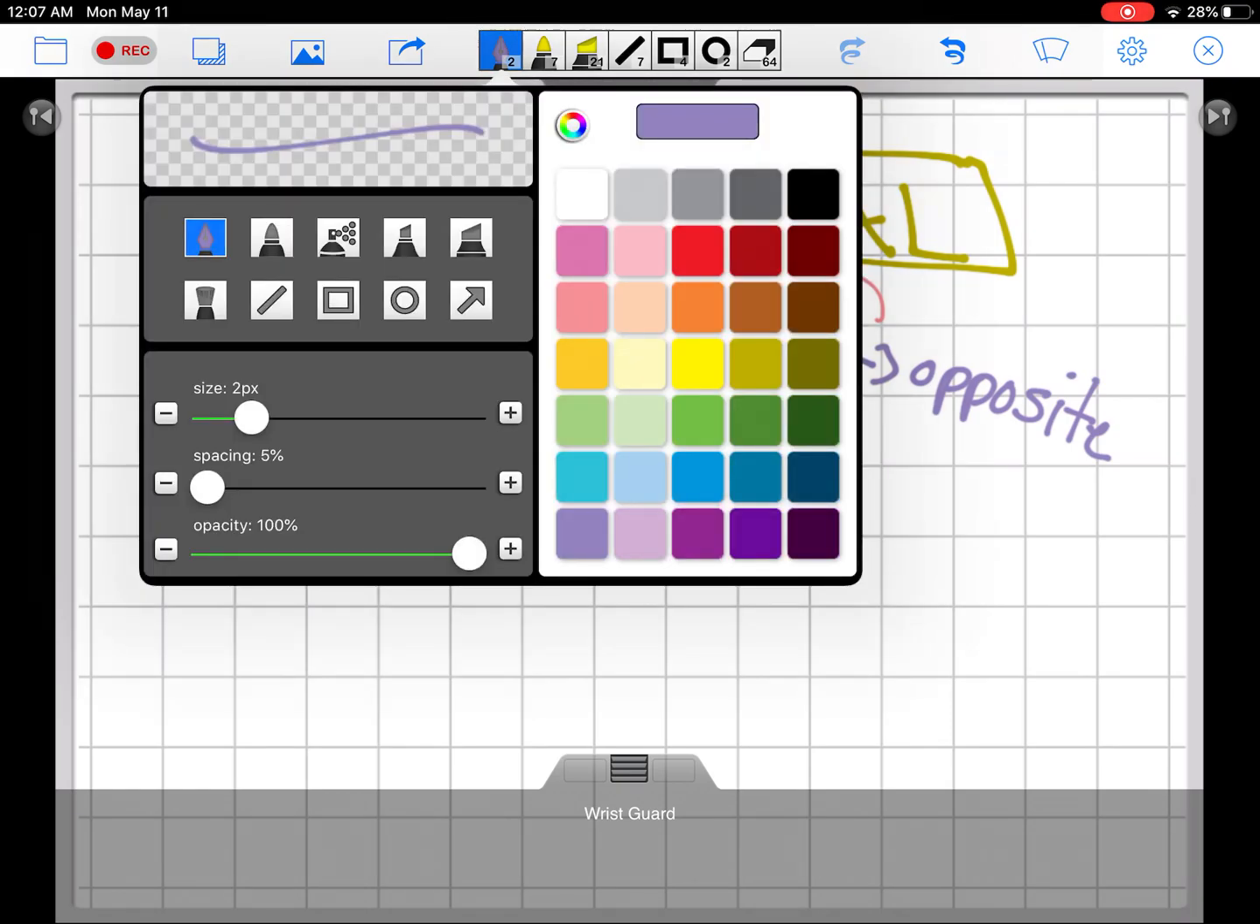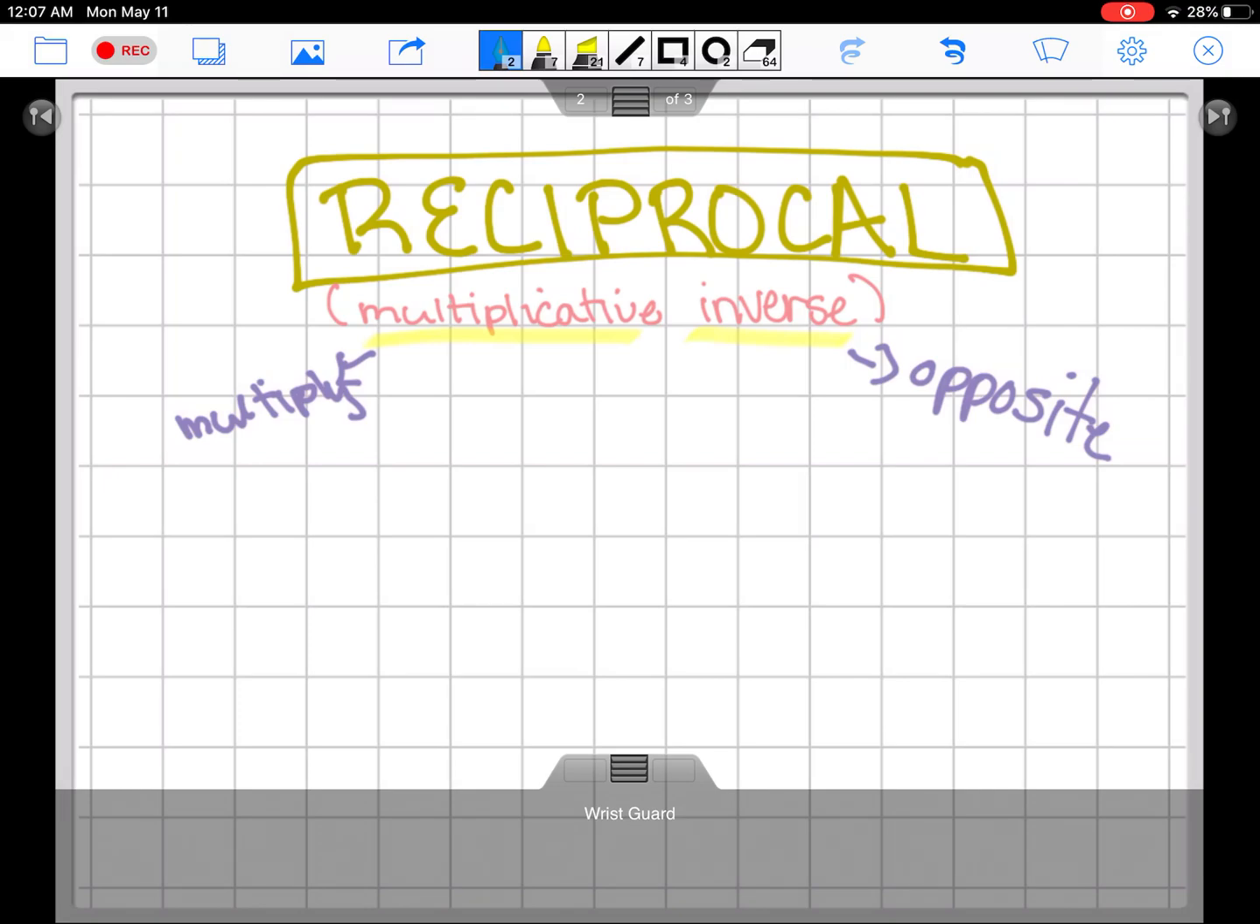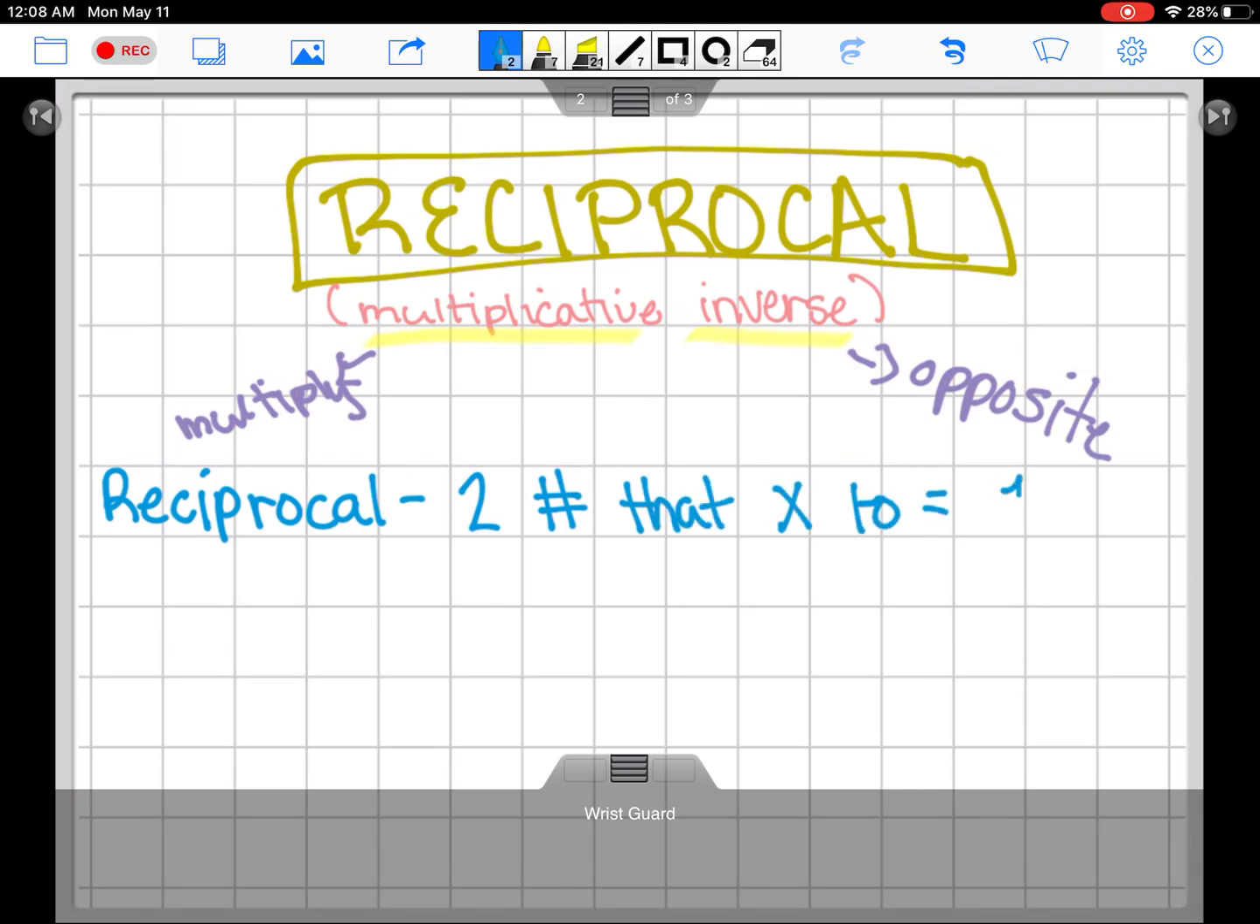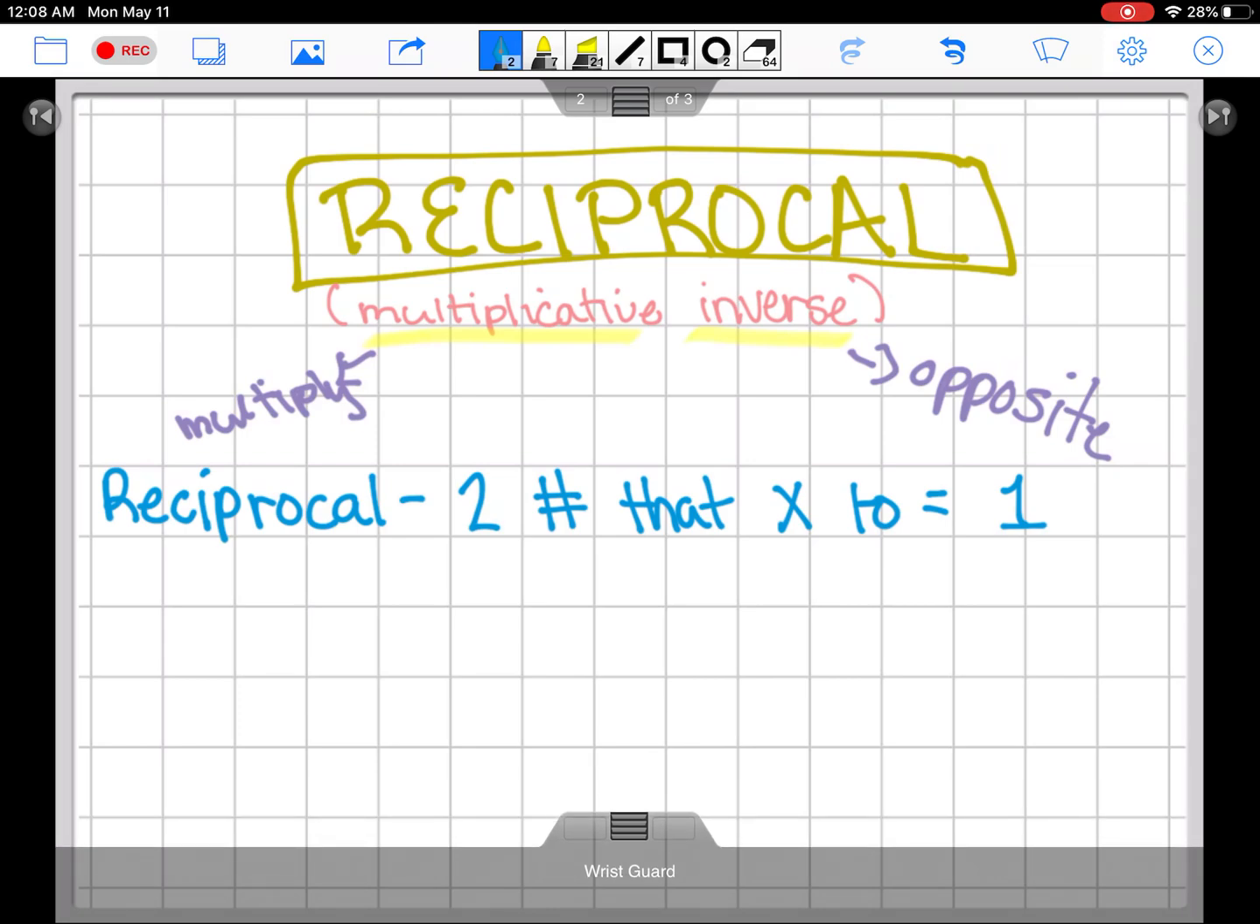I'm going to define the word reciprocal, and then we'll get into it. So a reciprocal is a pair of numbers that when multiplied together equals 1. Two numbers that multiply to equal 1. So let's look at what that means.